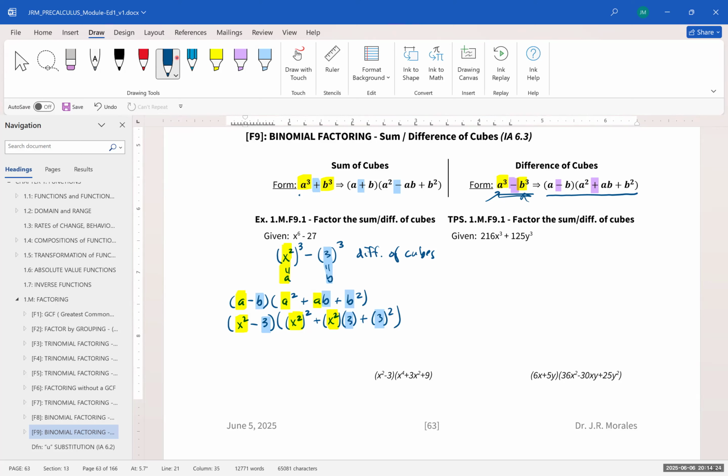All right, and let's try and simplify things a little bit. So here we're going to have x squared minus 3 times x squared to the second power is x to the fourth plus 3x squared. Usually we put the coefficient out in front of the variable. And 3 squared is 9. Okay, so this is the factored form of this difference of cubes. Now this think, pair, share, see if you can do that one. Go ahead and pause the video and give it a try.